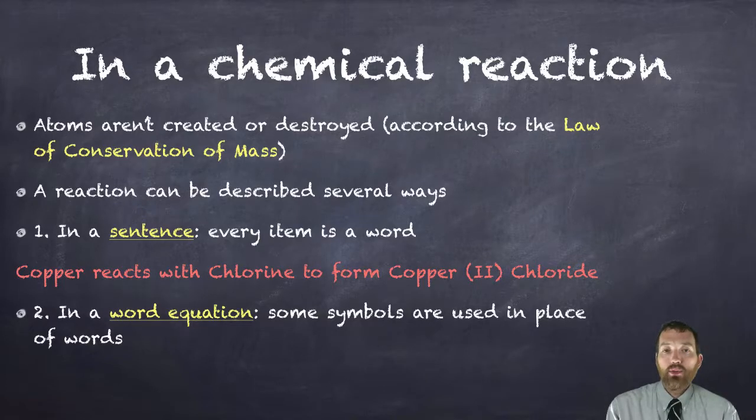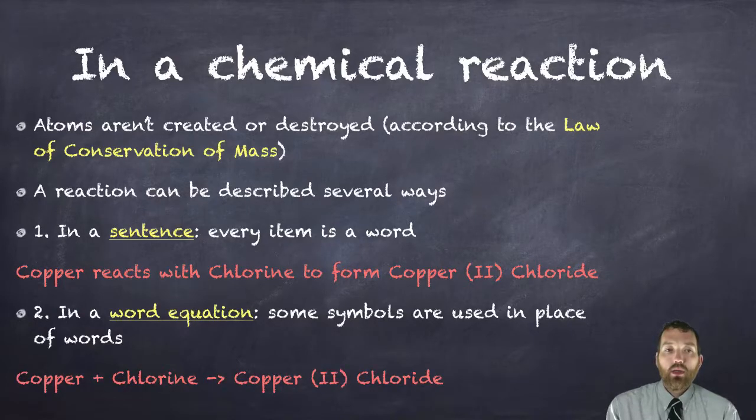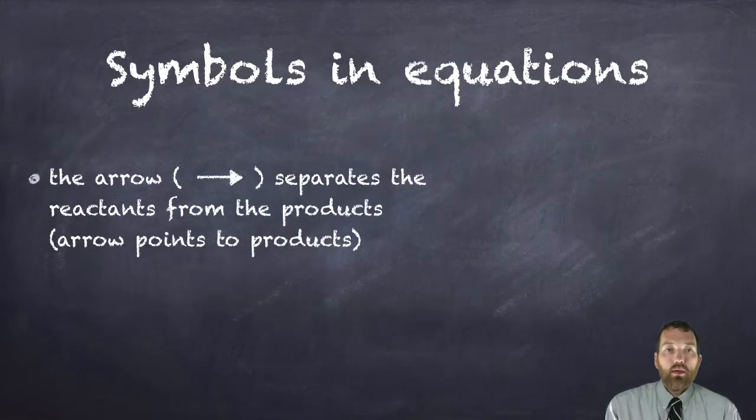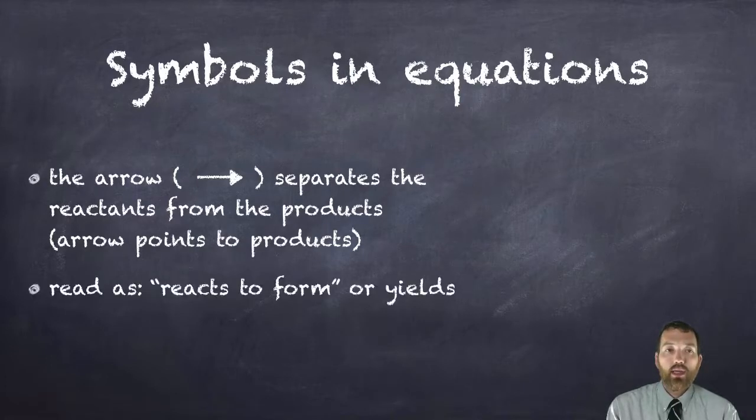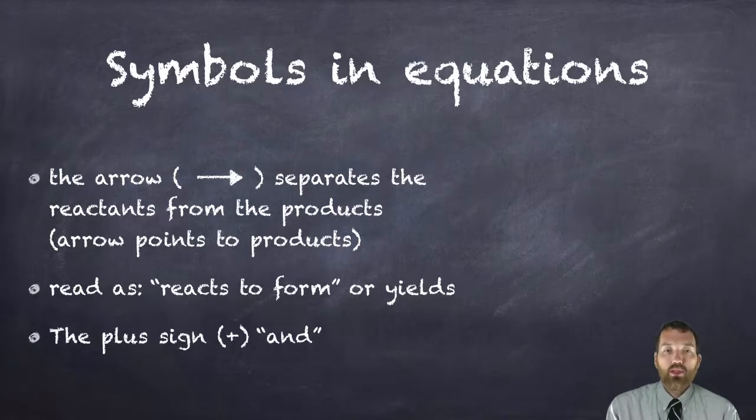One is a word equation, where we use some symbols in place of words to make it a little easier to write and read. Copper plus chlorine, arrow, copper 2 chloride. As you read this, you would just replace the plus and the arrow with words like and reacts to produce. Copper and chlorine react to produce copper 2 chloride. The arrow separates the reactants from the products, and it's always pointing to the products on the right-hand side. When you read an arrow in an equation, you read it as reacts to form, or yields, or produces. The plus sign, of course, means and.